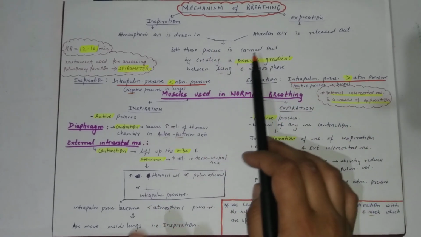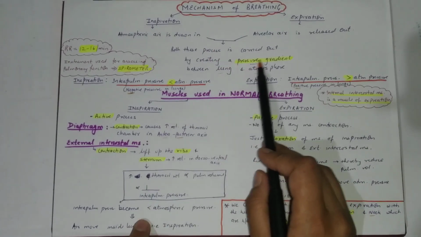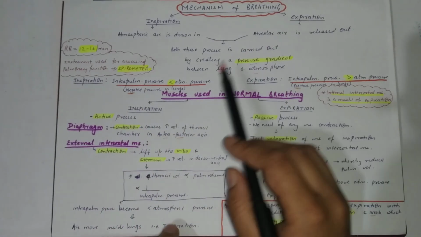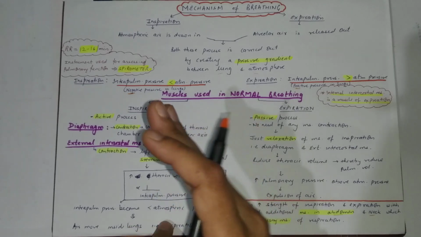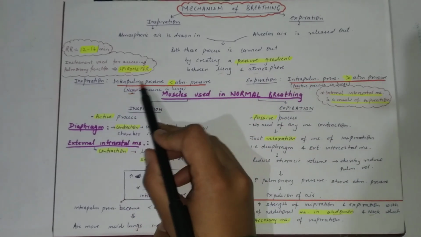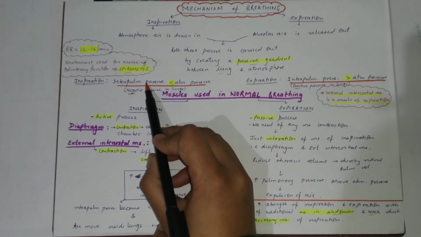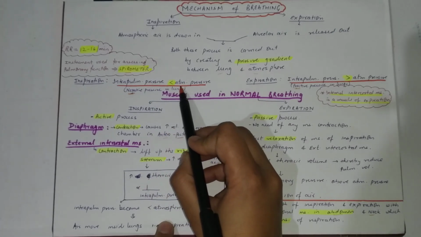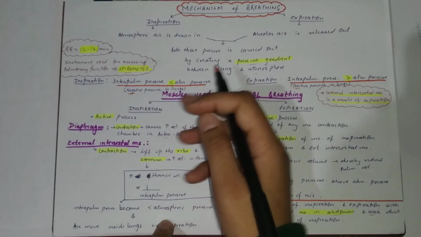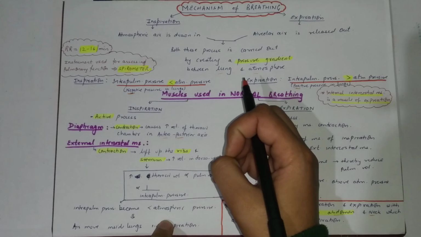Both these processes are carried out by creating a pressure gradient between the lung and the atmosphere, because air always moves from a higher pressure to a lower pressure. So, during inspiration, the intrapulmonary pressure, that is the pressure inside the lung, becomes less than atmospheric pressure. So, there is a negative pressure inside the lung which sucks the atmospheric air inside the lung.